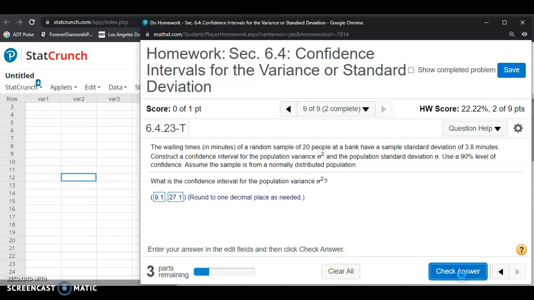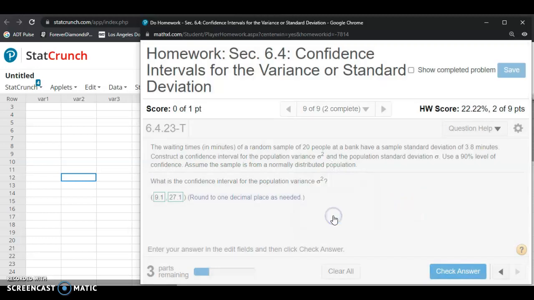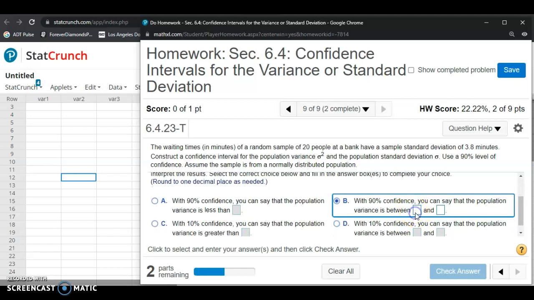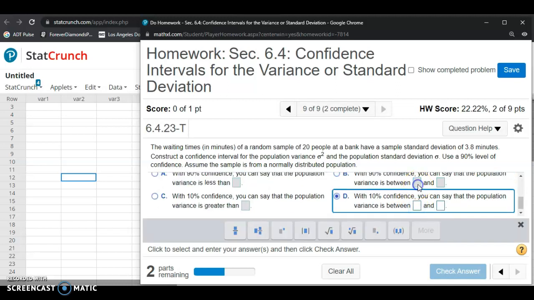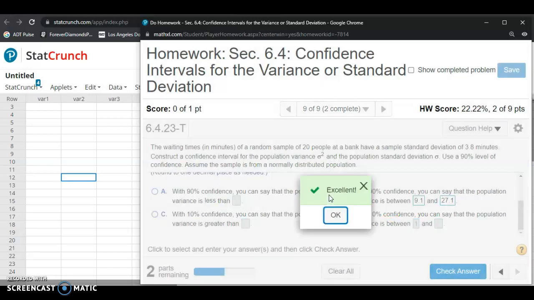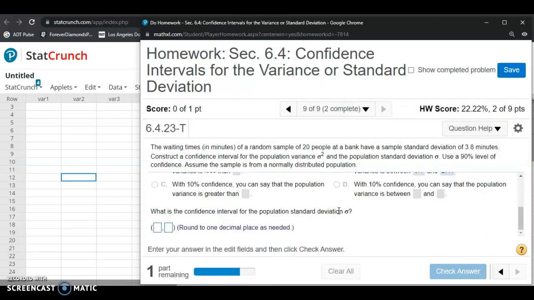Let's check our answer. Then we select the correct interpretation, putting in the lower and upper limits. It looks like answer choice B. So 9.1 goes here, and 27.1 is here.